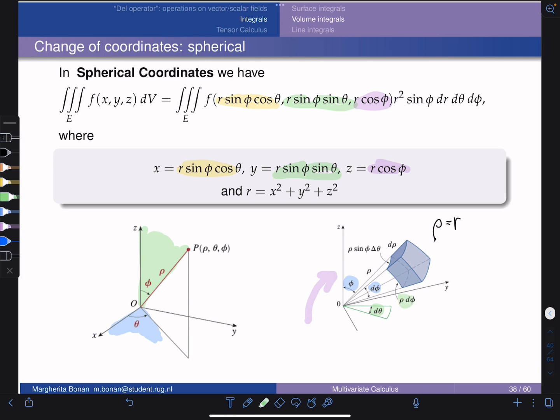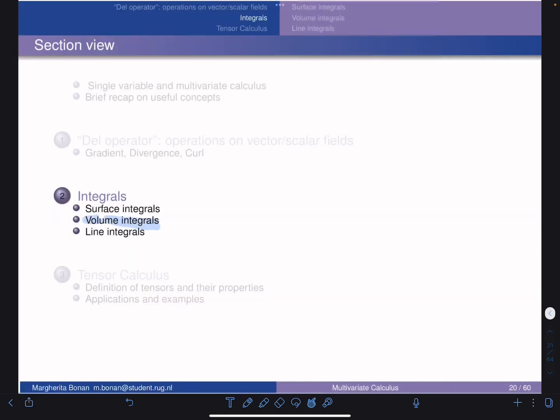With this, we conclude our last video on volume integrals. In the next lesson, we will see line integrals, and then we will also look at some theorems that relate some of the concepts in multivariate calculus.